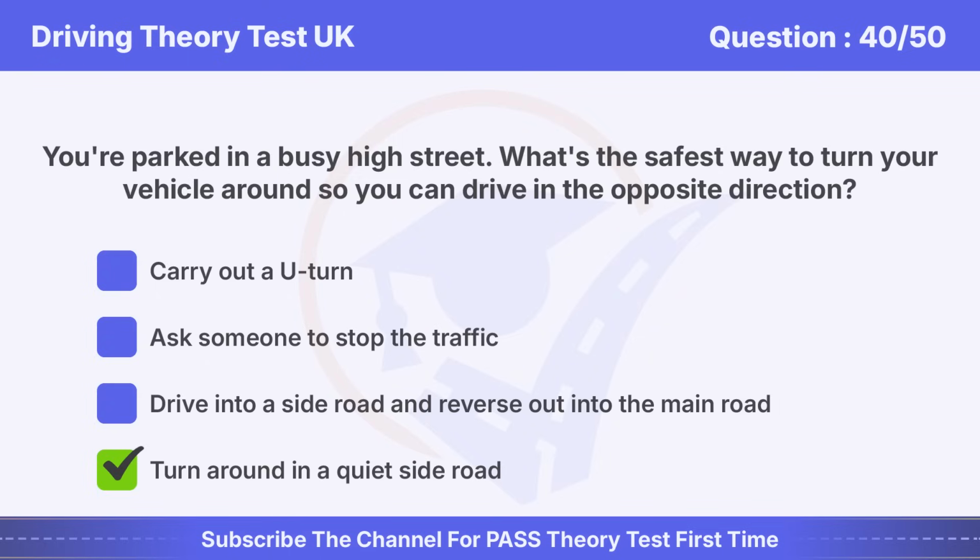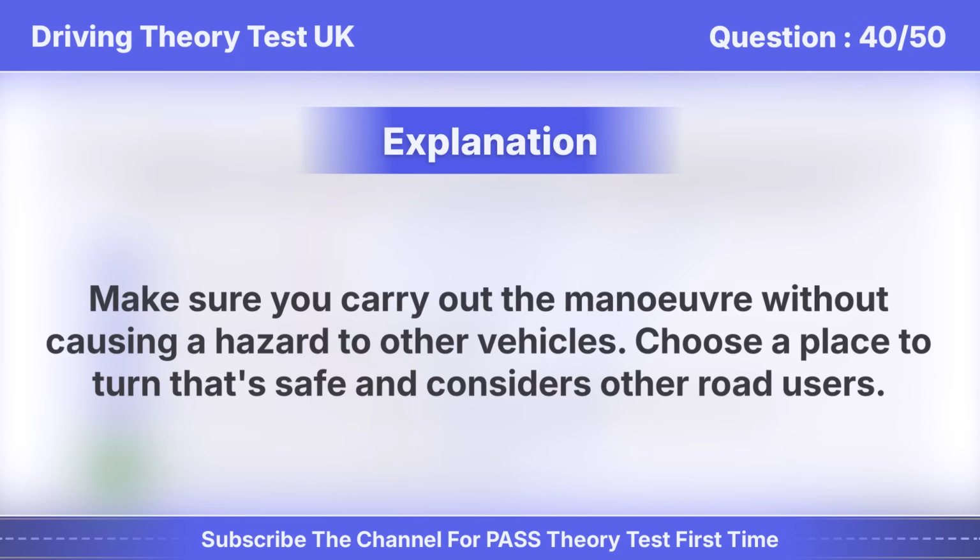Answer is D. Turn around in a quiet side road. Make sure you carry out the maneuver without causing a hazard to other vehicles. Choose a place to turn that's safe and considers other road users.